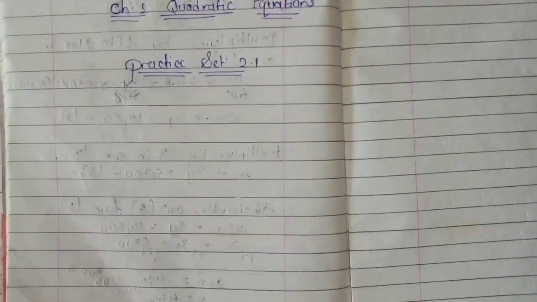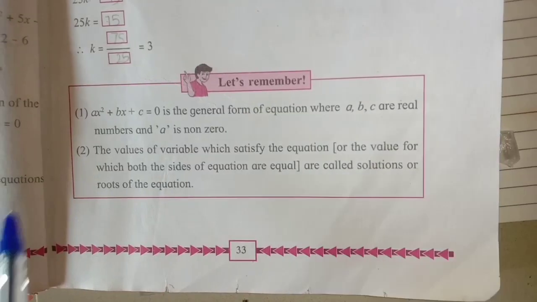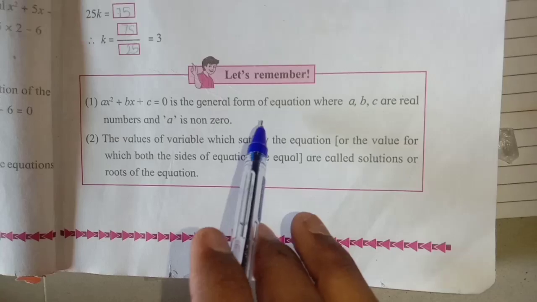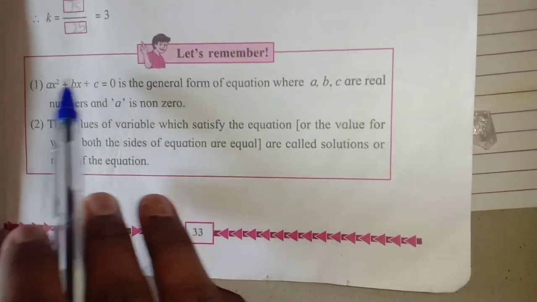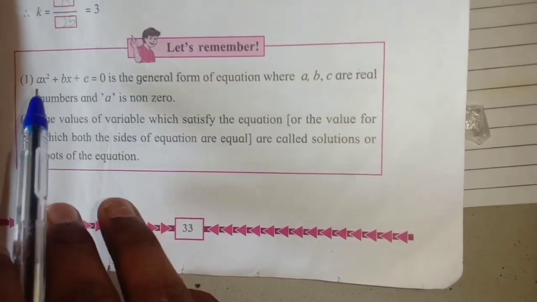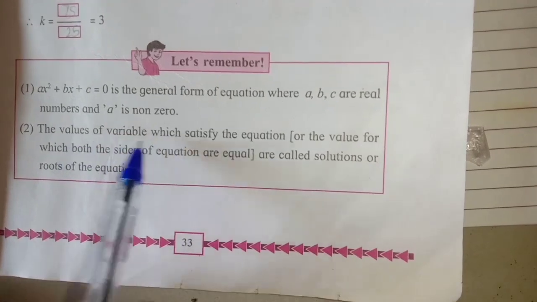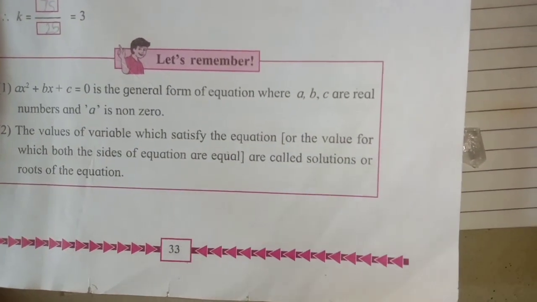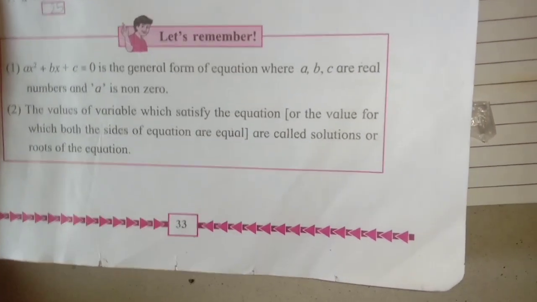So see, what does a quadratic equation mean? The degree, that is the power or index value, is 2. ax square plus bx plus c is equal to 0 is the general form of a quadratic equation, in which a, b, c are real numbers and a is not equal to 0. The values of the variable which satisfy the equation, the solutions, are called the roots of the equation.